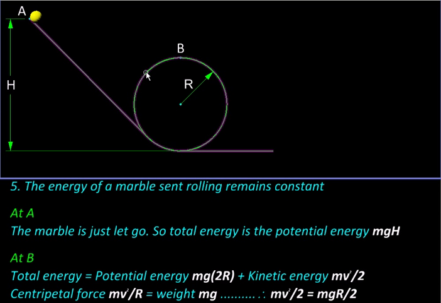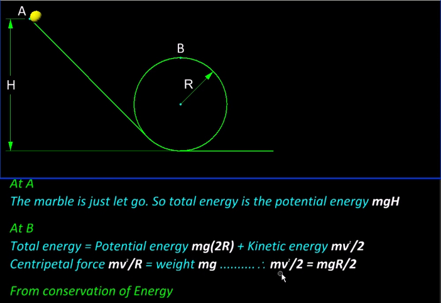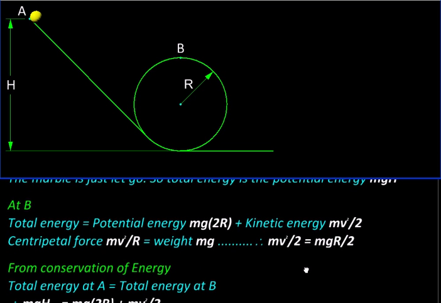If we consider the centripetal force while going around this circle, it is mv square upon r. At point B, it is served by the gravity, so we can equate weight to the centripetal force and simplify it to get the expression for kinetic energy. mv square by 2 is equal to mgr upon 2.